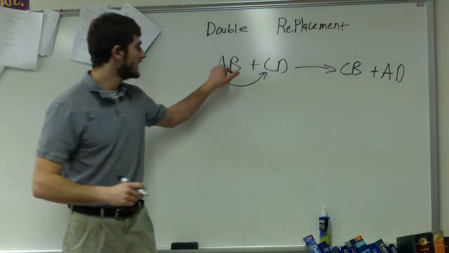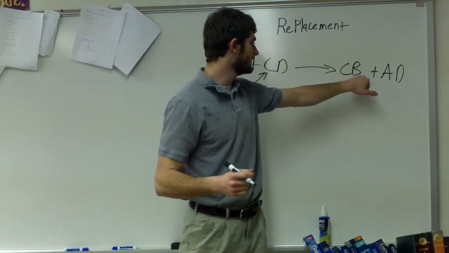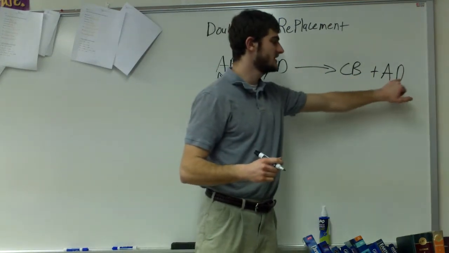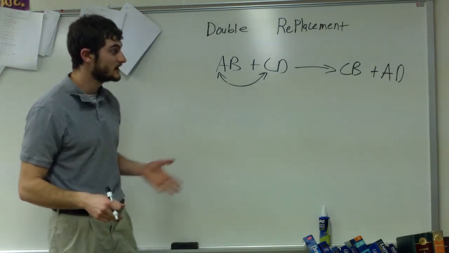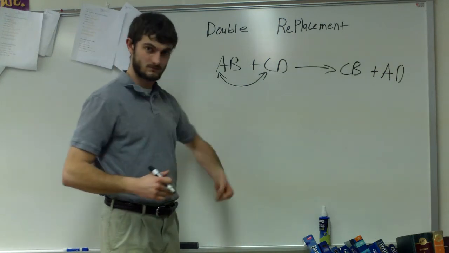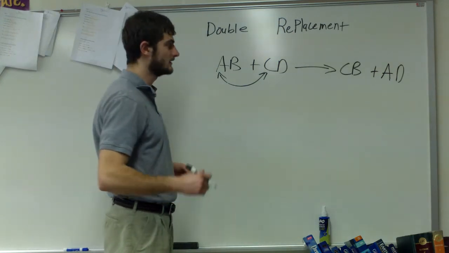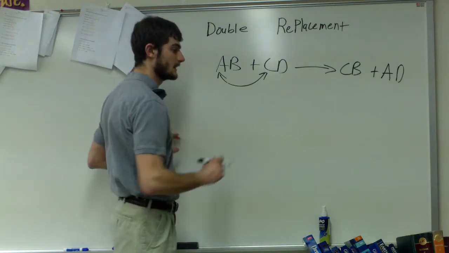In this case, A and C are going to switch places. C is now with B and A is now with D. If we stick with the dancing analogy, this would be similar to square dancing. You're dancing with your partner, going round and round and round, then you switch partners and dance with somebody else.